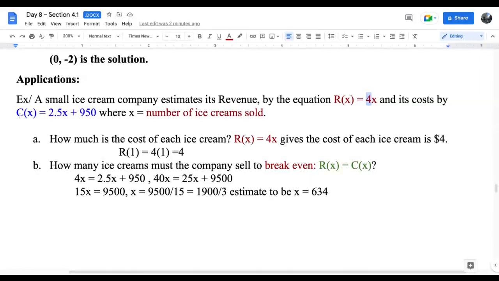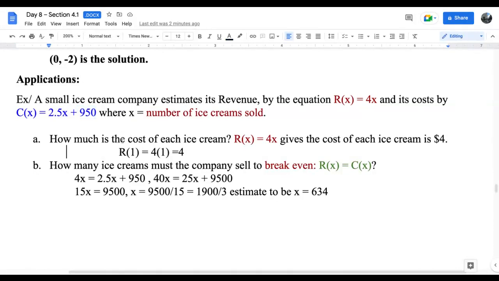And it has a cost function. Cost function we call C of x, which is 2.5x plus 950. This 950 is a constant that represents the overhead of this business. 2.5x means for every ice cream they bought, it costs $2.50. But they want to sell each ice cream for $4. So 950 is the overhead to do business.